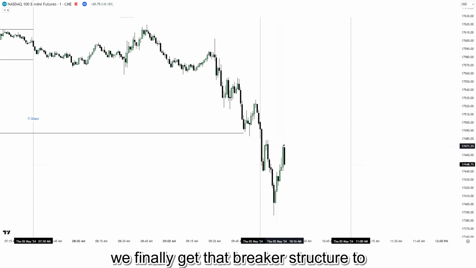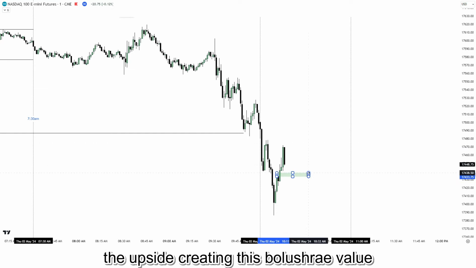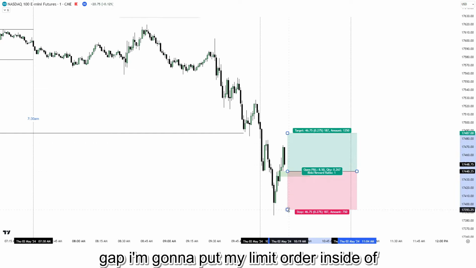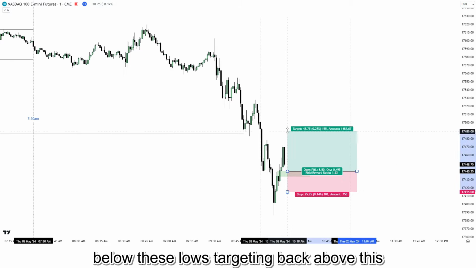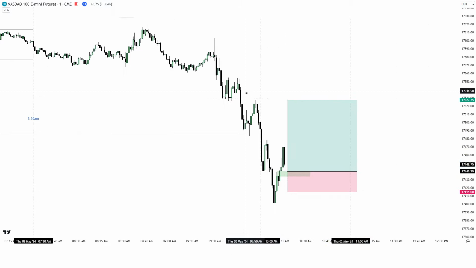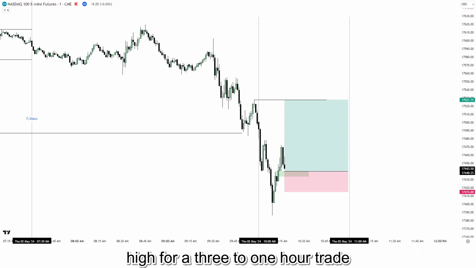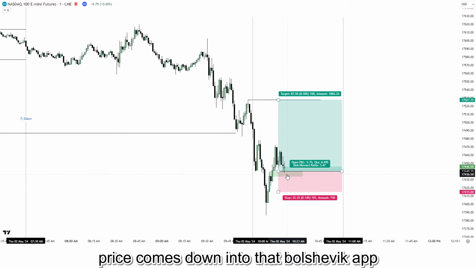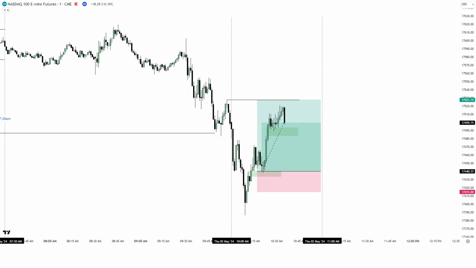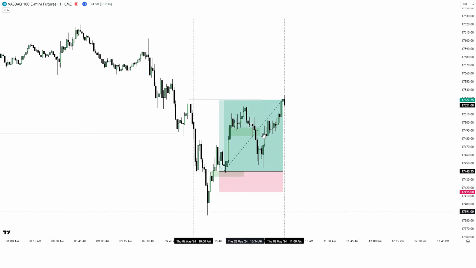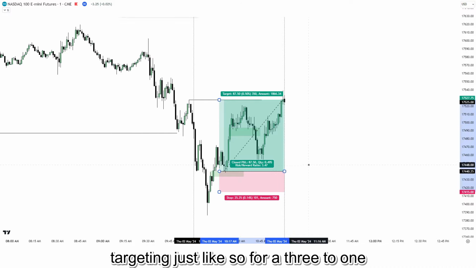We finally get that breaker structure to the upside, creating this bullish fair value gap. I'm going to put my limit order inside of this bullish fair value gap, stop loss just below these lows, targeting back above this high for a 3 to 1 hour trade. Price comes down into that bullish fair value gap. Let's see if we can run from here. And we eventually reach up into our targeting just like so for a 3 to 1 hour trade.